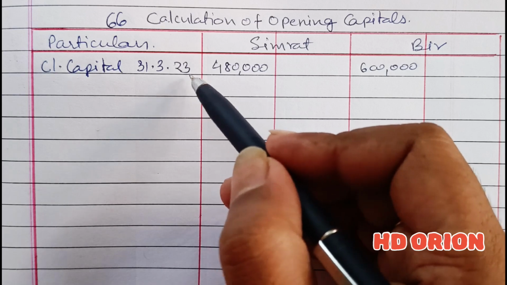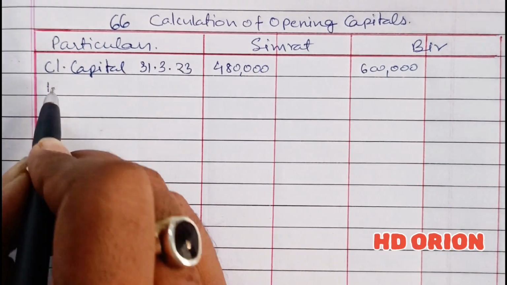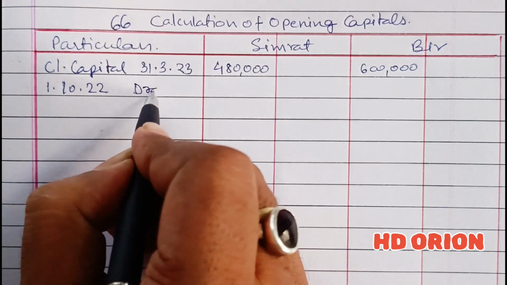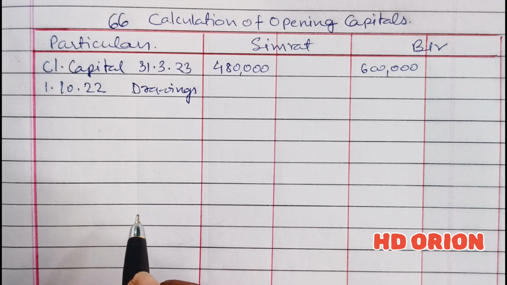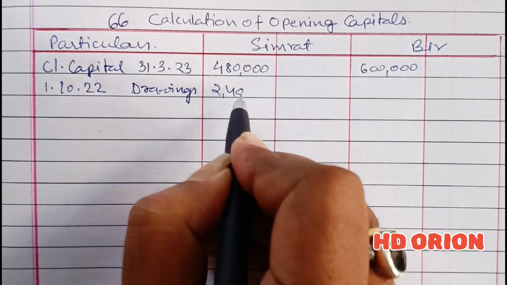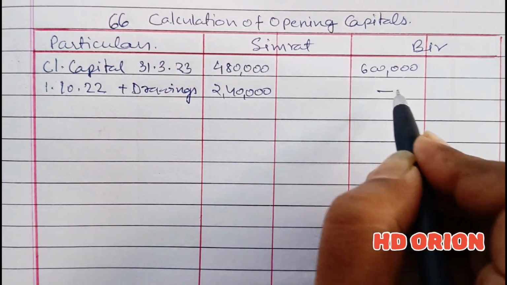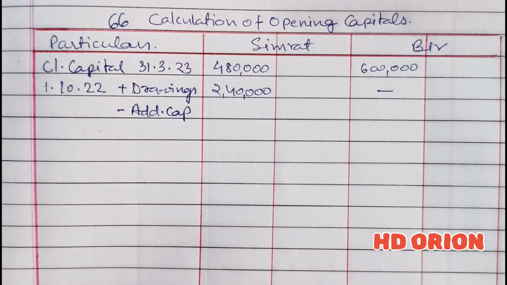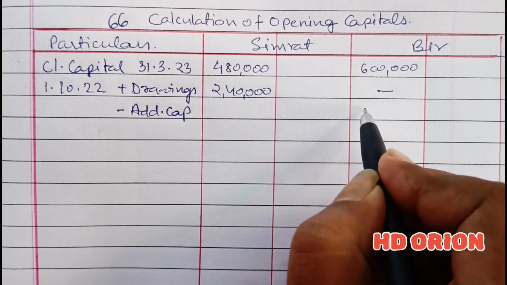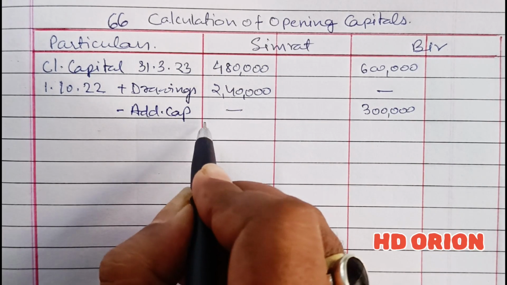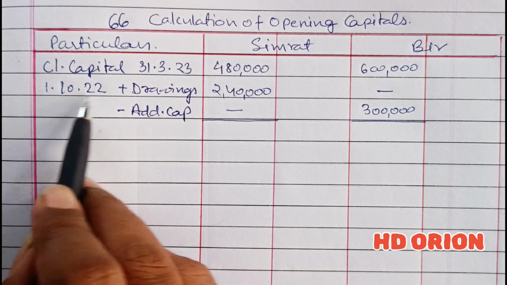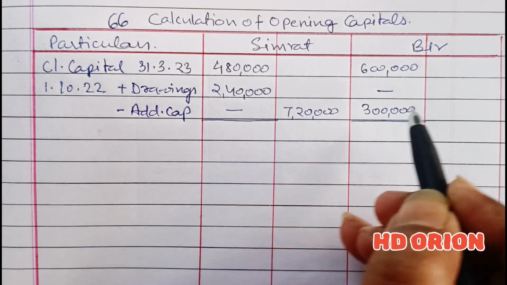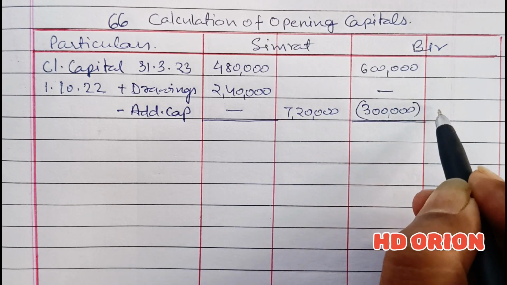Because we are moving in reverse from last date to first date, the next date we will consider is 1/10/2022. On this day, there were drawings. Drawings were made by Simrat of rupees 2,40,000. So we will add drawings, and there is no drawings for Veer, but there is additional capital of rupees 3 lakh, so this additional capital will be subtracted because we are moving in reverse. When we add this, we get 7,20,000, and here we are subtracting 3 lakh.